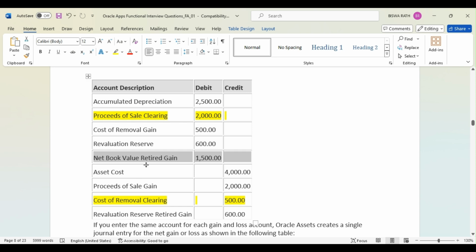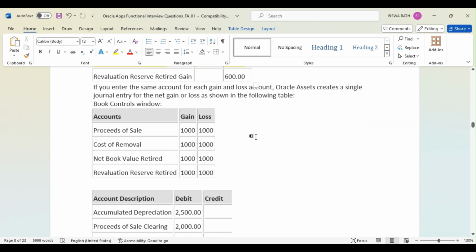So this is the wholesome scenario, as you can see. Okay, just try to analyze this entry. You'll get to know a lot of things out of this entry.